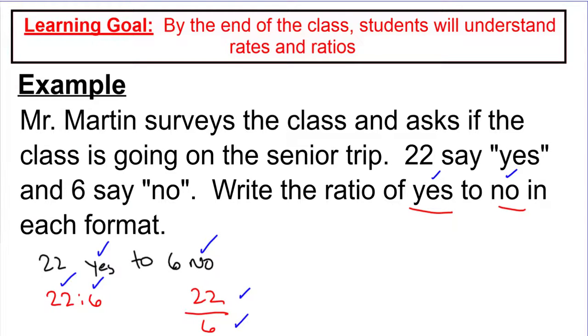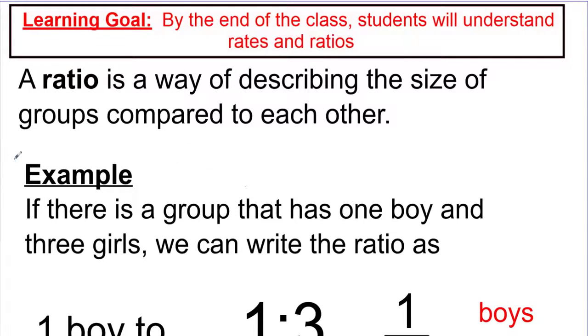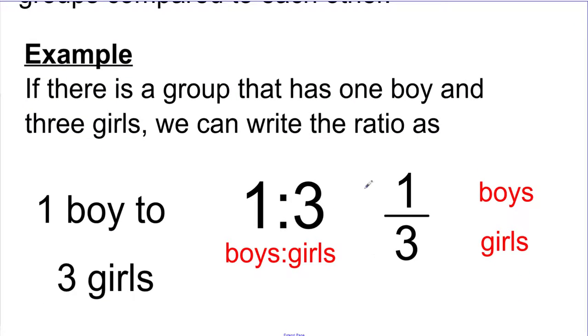So let's look at an example without a word problem built around it, and then we'll expand and look at the word problems, okay? So, excuse me. Equivalent ratios are ratios where all of the numbers have a common factor that can be removed, or that we can multiply to increase the value. So it's very similar to fractions, because you remember right here we said ratios can be written as fractions, right?